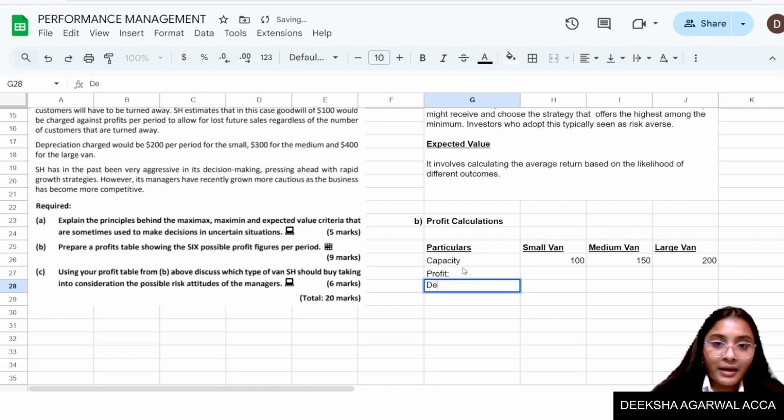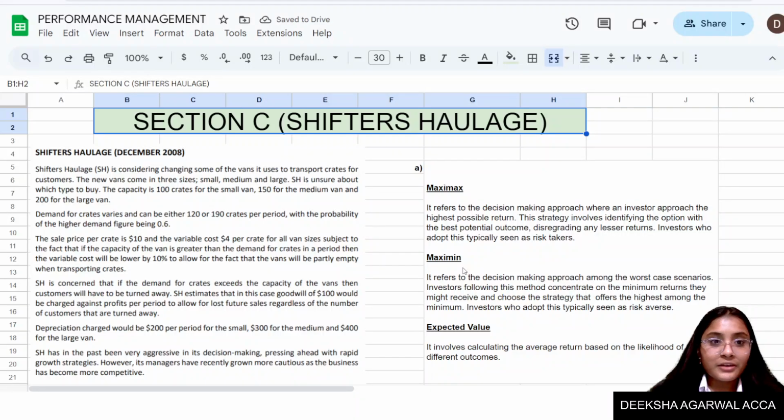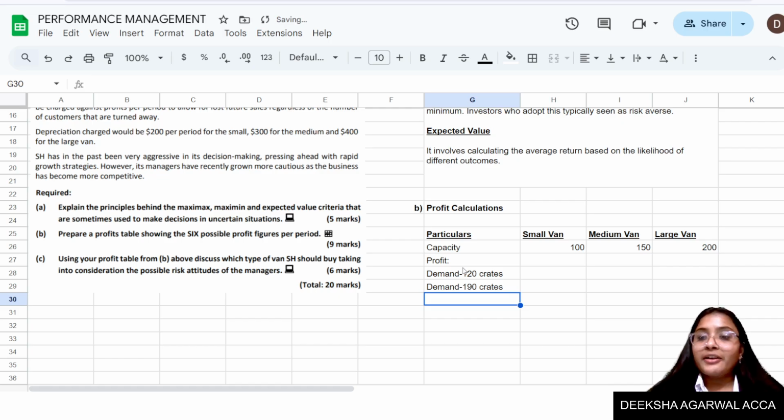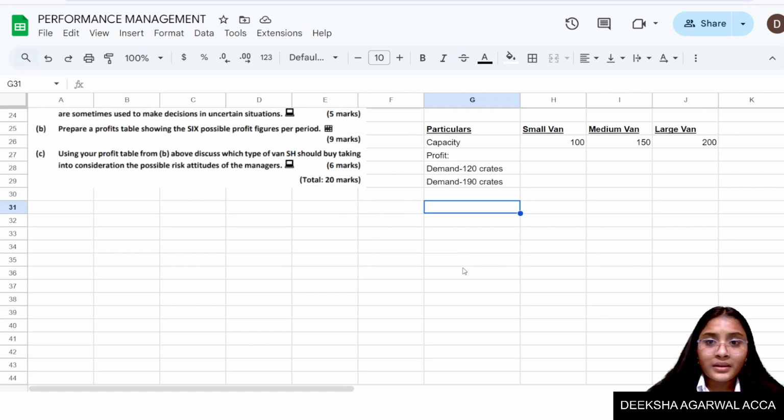When demand is 120 crates, that is what is happening. And when my demand is 190 crates, it's given to you in the question itself, crates per period. You can create a working note for it, and if you don't want to create the working note, you can do it directly as well. It's not like you can't do it. So how can you do it? Here itself you can create the working note.